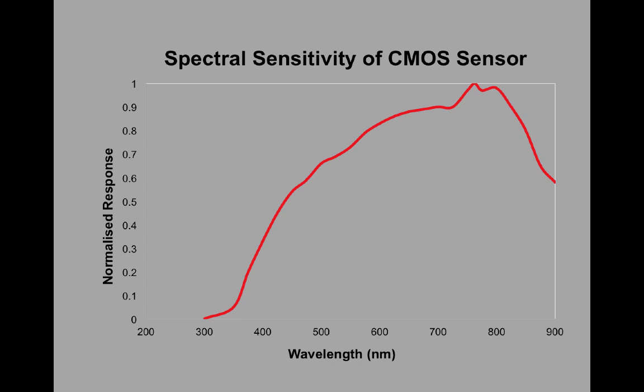If we look at the spectral sensitivity of a CMOS sensor, which is the chart I've got on the screen now, we will notice that past 700, or in between that 700 and 900 nanometers, that's quite high sensitivity compared to the blue region, which is the 400. So CMOS sensors are naturally sensitive to infrared.